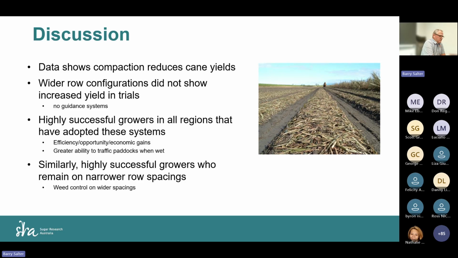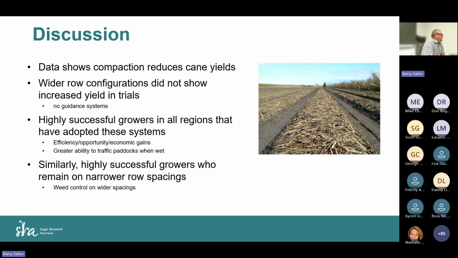I was only talking to a grower last week in Mackay, where they'd adopted this system, and they pointed out some of the efficiency gains and economic gains that they believe come with it. They're talking about 16% less turns, 16% less rows to travel in a hectare, and also being able to get onto some paddocks when it's a bit wetter than other situations. So there are certainly some highly successful growers that have adopted these systems, and in that image you can see an example of controlled traffic probably working really well in wet conditions.